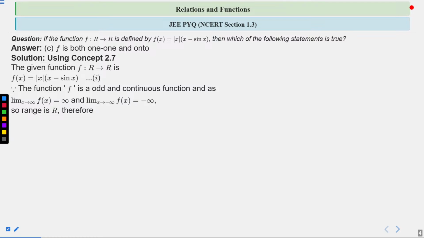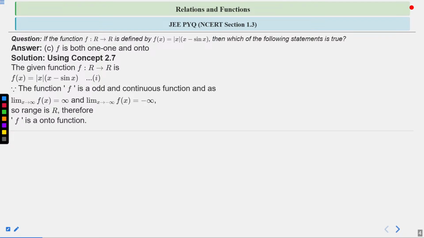Clear? So range will be all real values. So we can say that f is an onto function, because the range is from minus infinity to infinity.